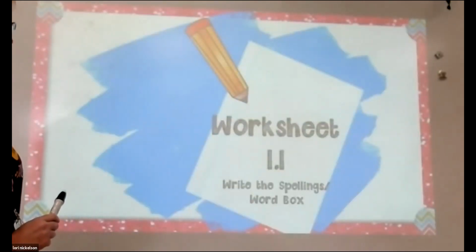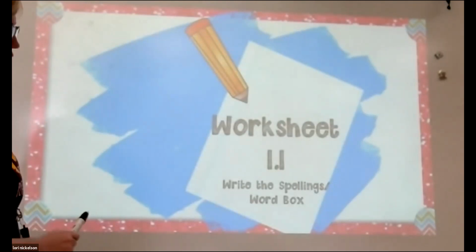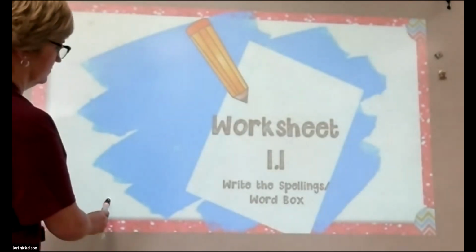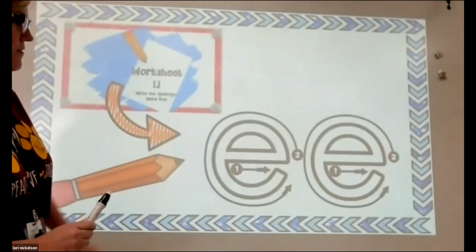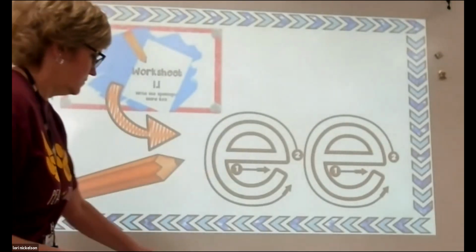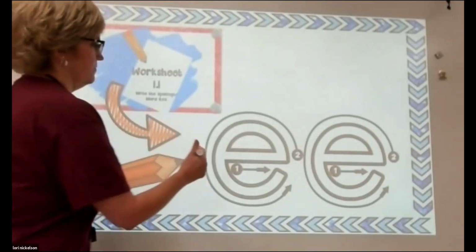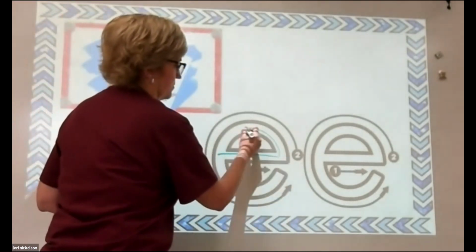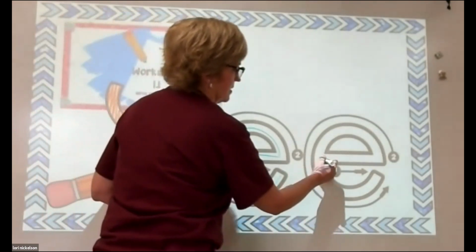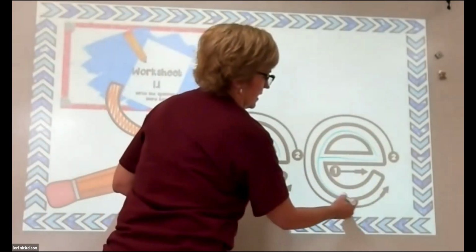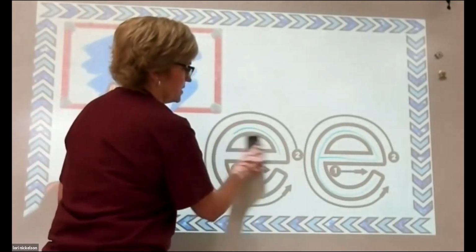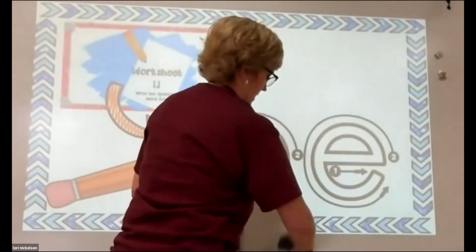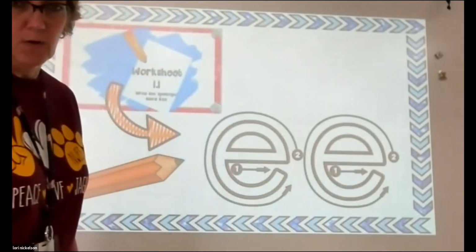Worksheet 1-1, write the spellings from the word box. So if we look at the spellings, you're going to have the EE there. Let me show you again. Remember, left to right and around. So remember, when you're writing your spellings, left to right and around, okay?